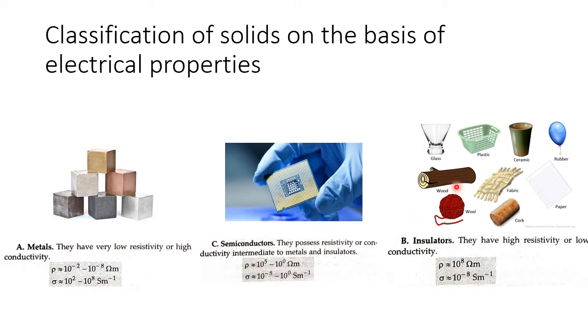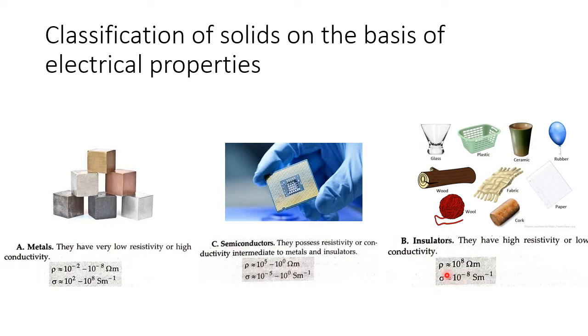Next we have insulators. Insulators are those solids which do not conduct current. Now why are they insulators? They are insulators because they have high resistivity and low conductivity. As you can see, the resistivity is very high and the conductivity is very small.